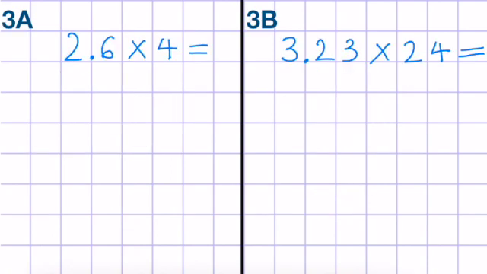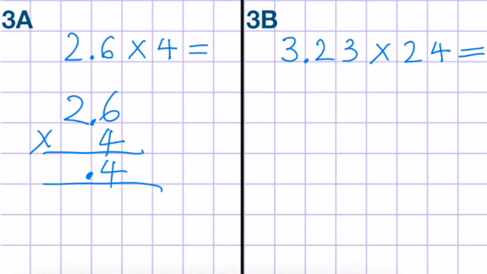3A, I'd like you to do 2.6 times 4 and 3.23 times 24. Pause the video and we'll do it together. Okay. 2.6 times 4. Column method. Don't forget the decimal point in the answer box. 6 times 4 is 24. Carry the 2. 2 times 4 is 8. Plus 2 is 10. That's 10.4.